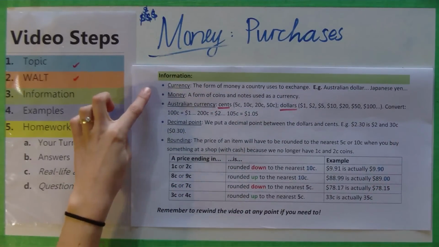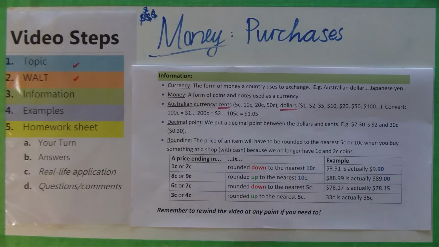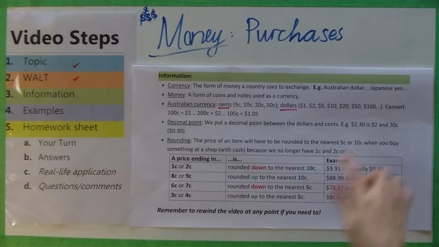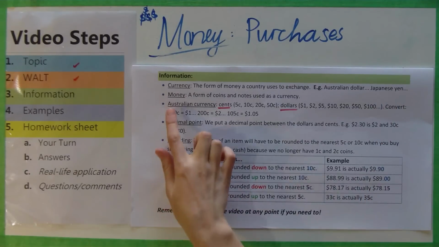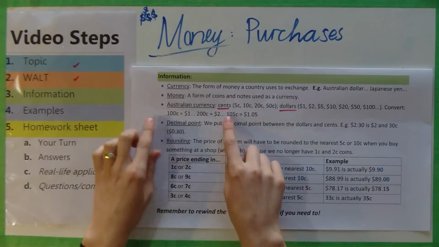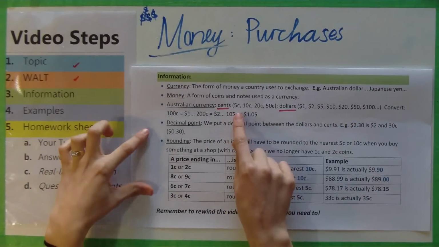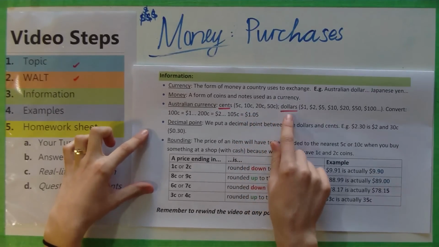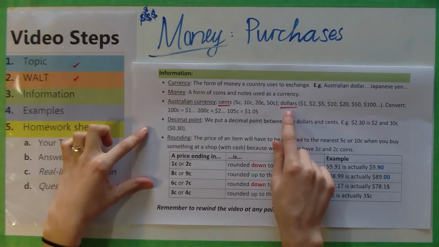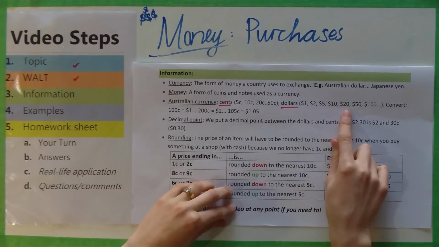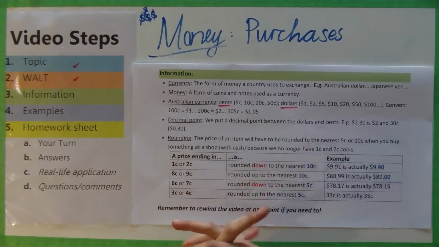Currency is the form of money a country uses to exchange. We have the Australian dollar in Australia, and there's also the Japanese yen in other countries. Money is a form of coins and notes used as a currency. In Australian currency, we have cents, which includes 5 cents, 10 cents, 20 cents, 50 cents, and we also use dollars in our currency. So that's things like $1, $2, $5, $10, $20, $50, $100.